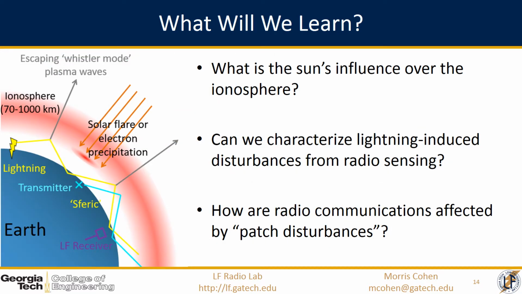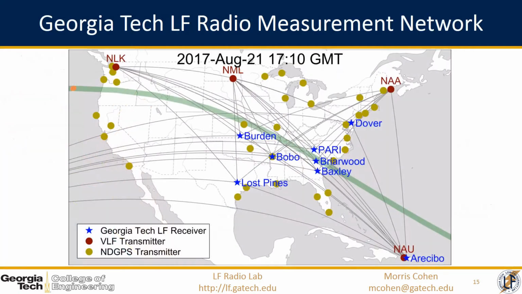So what are we planning to learn from this experiment? Well, we want to understand three things. The sun's influence over the ionosphere. We want to be able to translate these lessons to understand how lightning disturbs radio wave propagation, and more generally, how radio communications are affected by these patch disturbances, particularly global communications, as well as any ground-to-satellite or satellite-to-ground communications link.